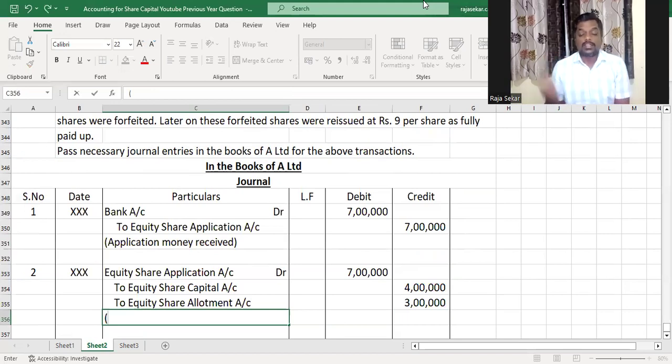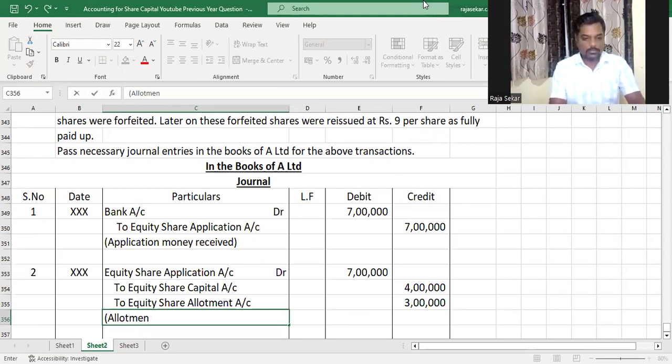If the excess application money that we have is not 3 lakh and it is 8 lakh, you cannot take the entire 8 lakh to equity share allotment account because the allotment money due itself is only 7 lakh 20,000. Am I right? So you would have taken only 7 lakh 20,000 to equity share allotment account. Remaining 80,000 should have been refunded. Understood? But in this case, that is not the situation. The total allotment money due is 7 lakh 20,000, but the excess application money available is only 3 lakh, and therefore the entire 3 lakh has been taken to equity share allotment account.